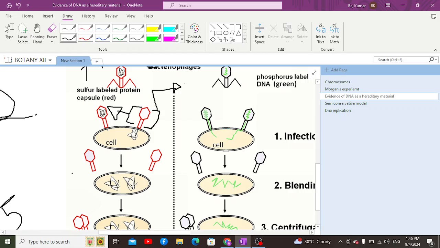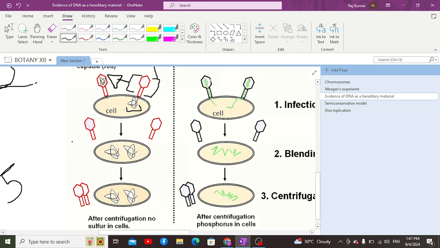The rest of the material which is left behind is the capsid. It is basically the proteinaceous material which was left behind, and the material which goes inside is known as the viral genome. Once the viral genome goes inside the cell, it causes the infection within the cell.